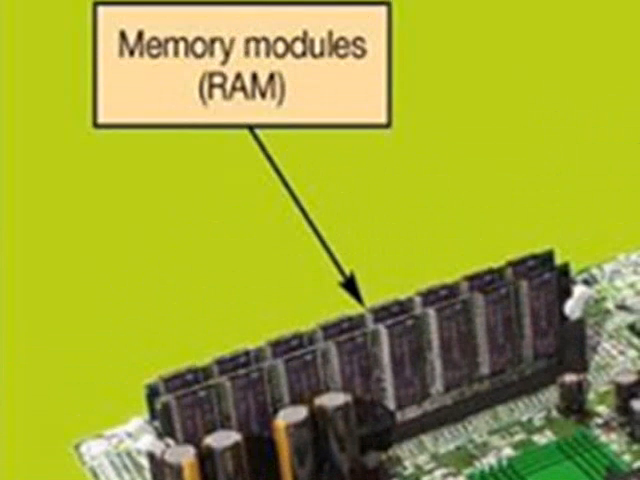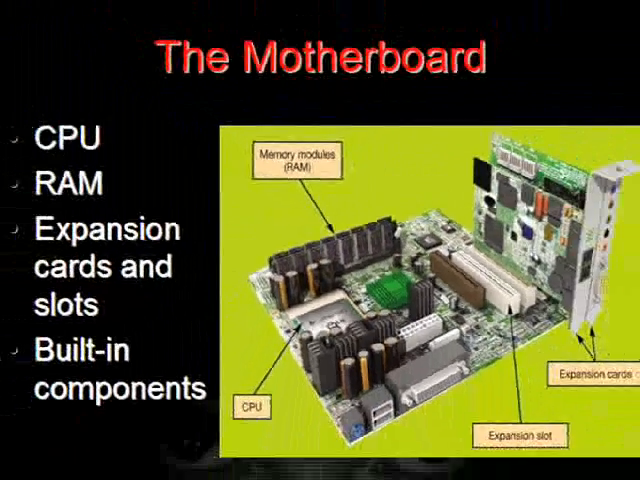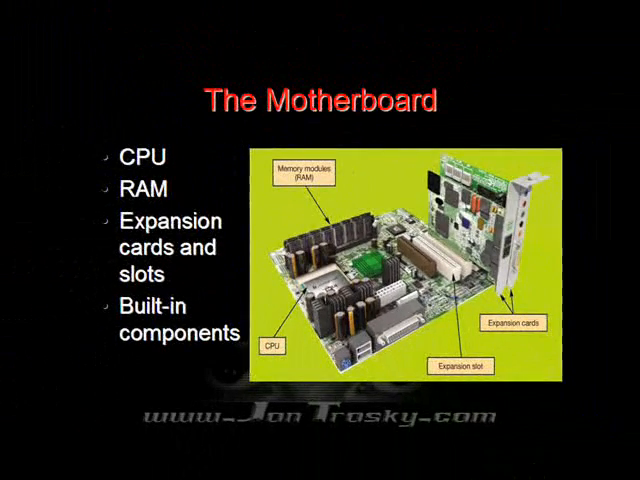RAM, or random access memory, is your short-term memory of the computer. I'll get more into this later on when we're discussing RAM. Expansion cards, once again, can be used for video, audio, or connectivity. There's also some built-in components, such as your transistor buses.